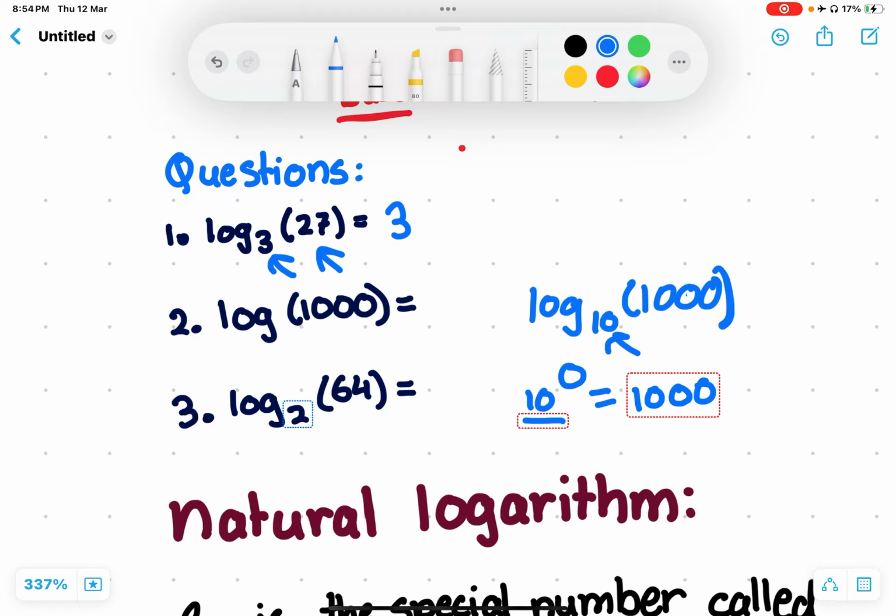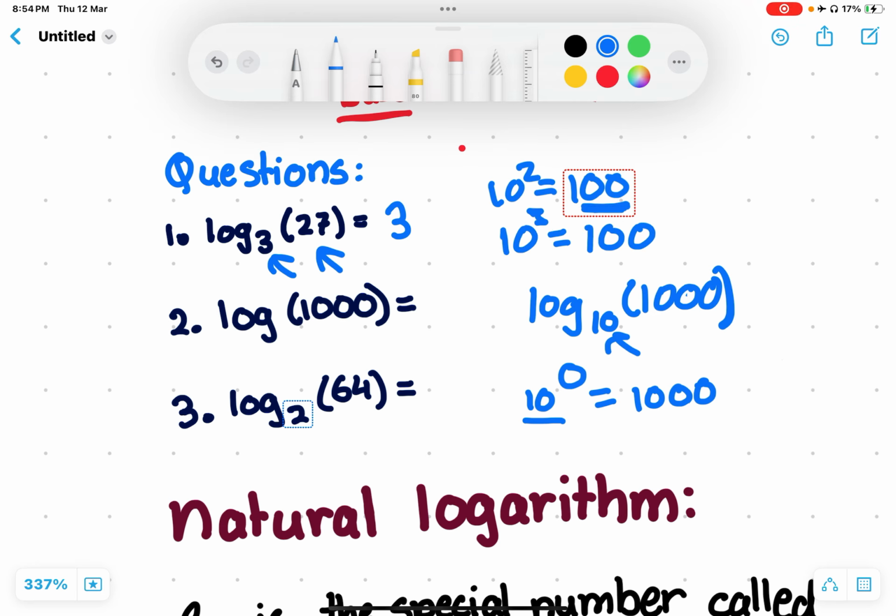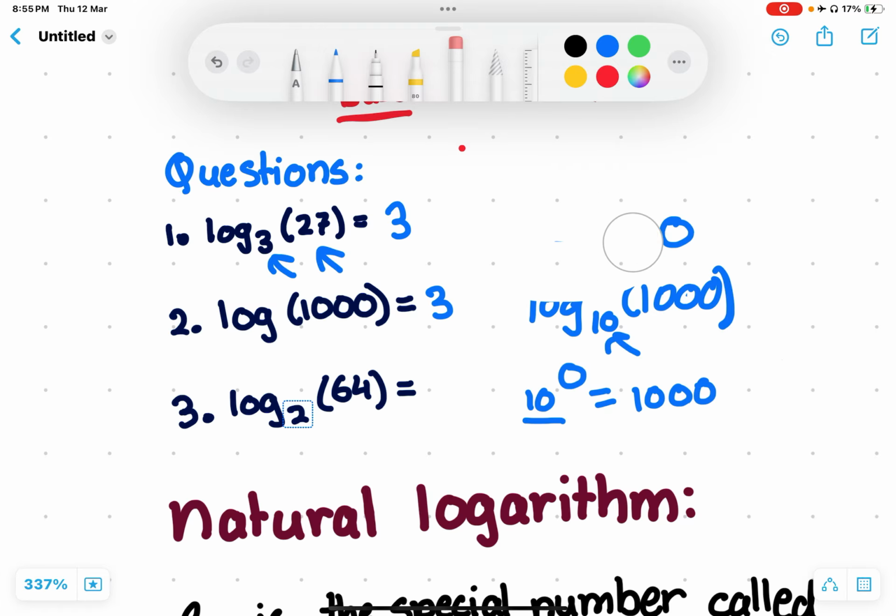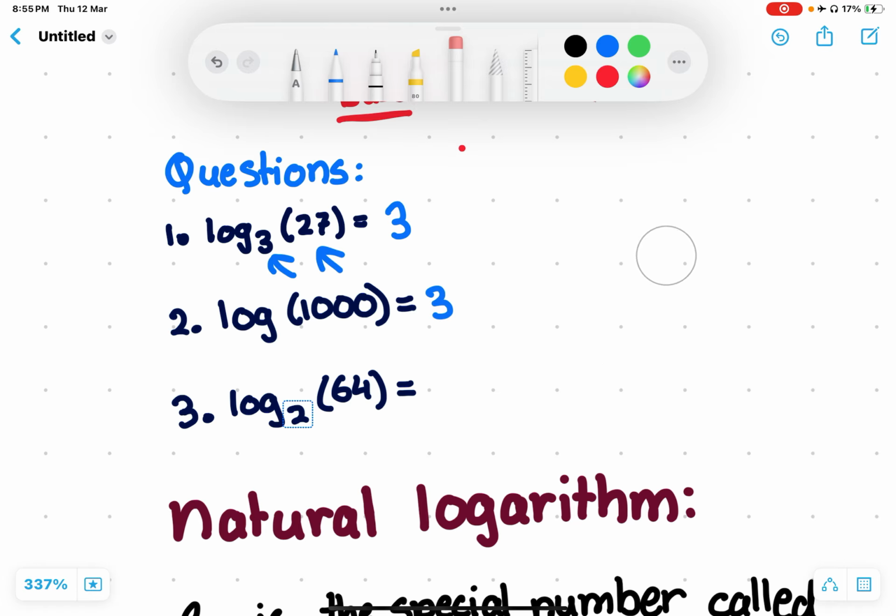So there's this trick we know for base 10s. If we've got 100, 10 squared is equal to 100, right? So that's why 100 has 2 zeros. When we have 10 to the power of 3, our answer would have 3 zeros, okay? That's just a little trick. So that's why log base 10 of 1000 is going to be also 3, because 10 raised to the power of 3 is 1000.